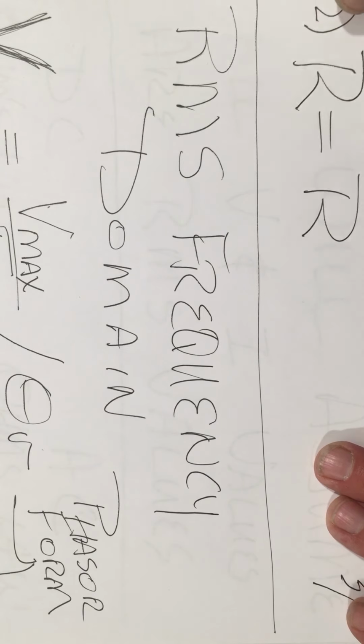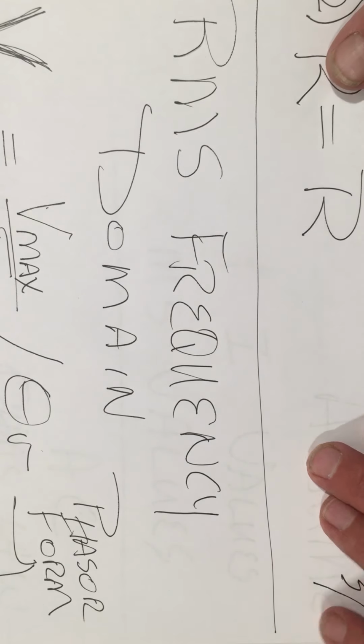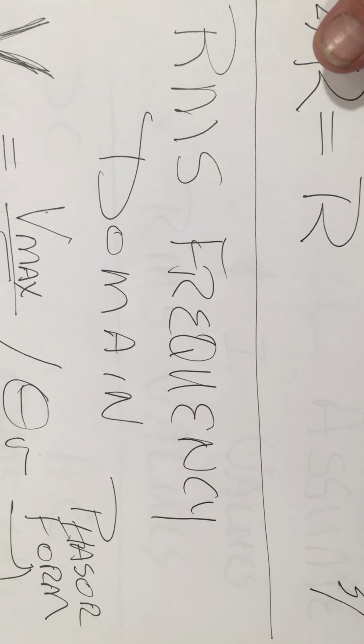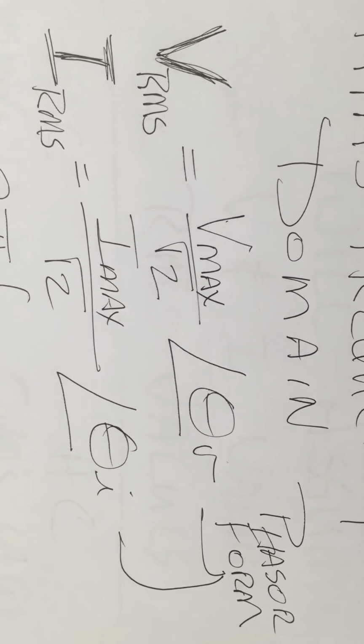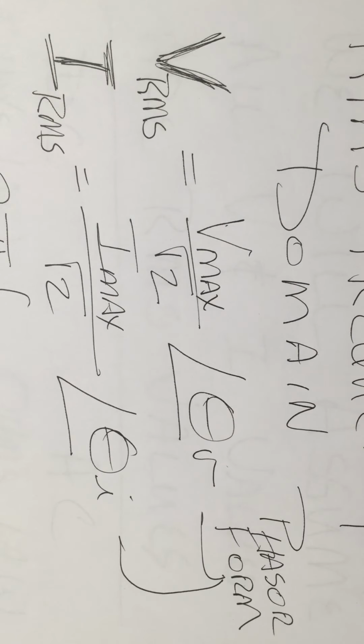In other words, every time you see a non-sinusoidal function on a homework problem or a test or something like that, you're going to assume that it's already been changed into an RMS value. And this is how you would do it. You take the Vmax value, divide it by the square root of 2, and the angle stays the same. The same thing happens for an IRMS value. You take Imax, the peak value of the current time domain equation, divide it by the square root of 2, and you have an angle theta I on it.